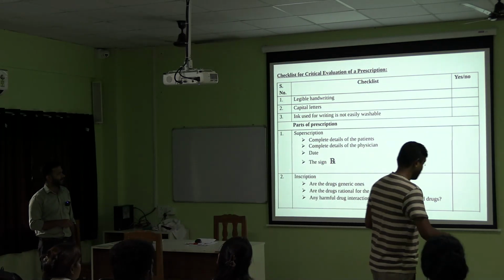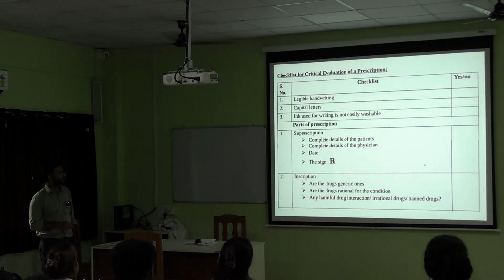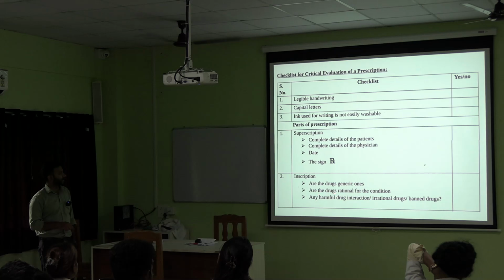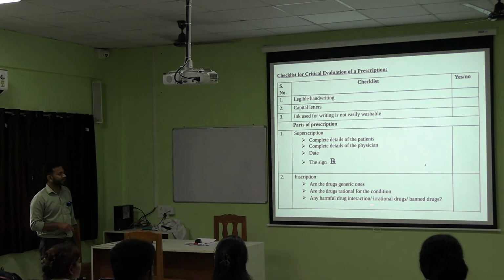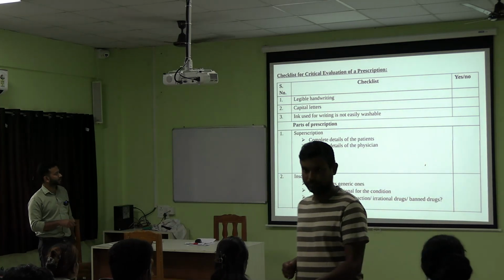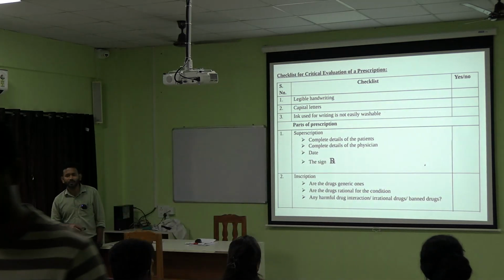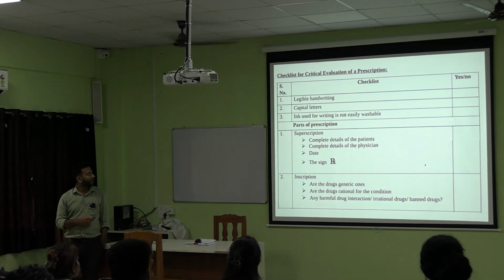Then in the inscription part, what we have to see is: are the drugs generic ones, are the drugs rational for the condition, any harmful drug interaction, irrational drugs, banned drugs. So in the inscription part we have to see if there is any harmful drug interaction, irrational drugs prescribed or banned drugs prescribed. While evaluating we have to see the inscription part as well.